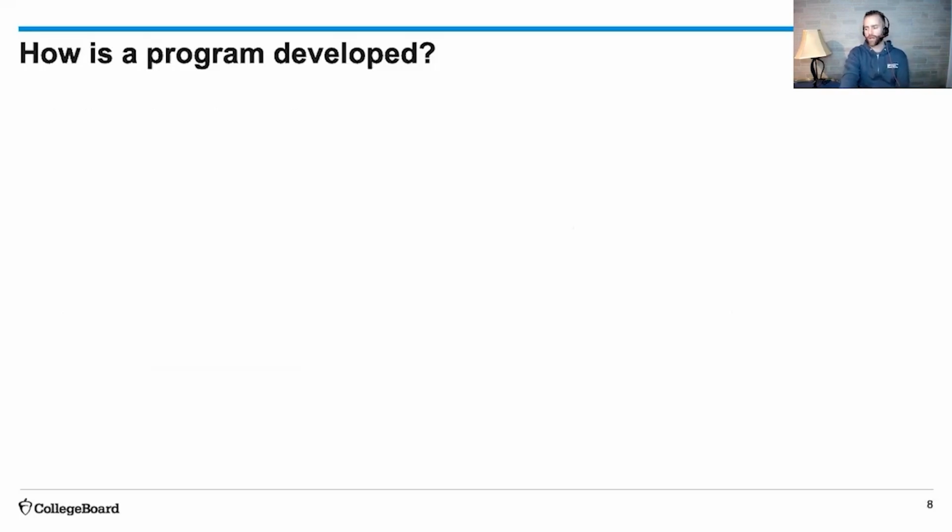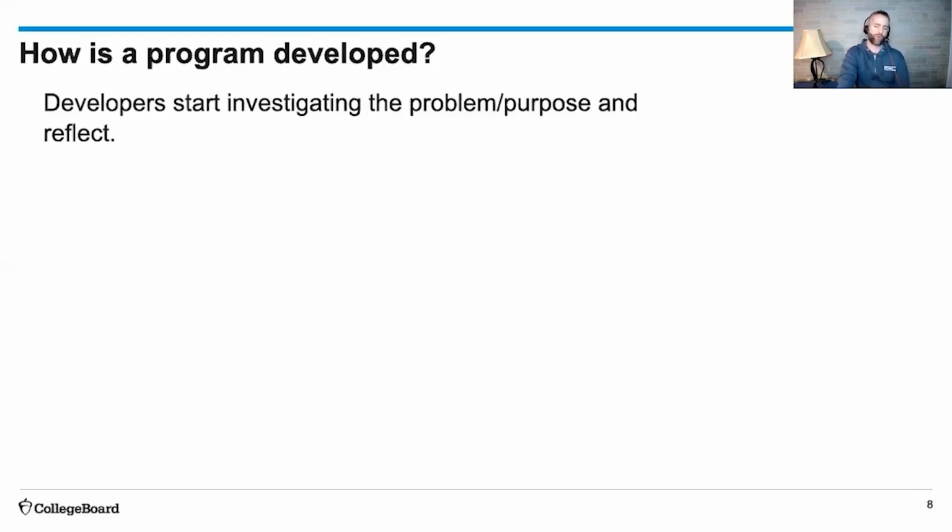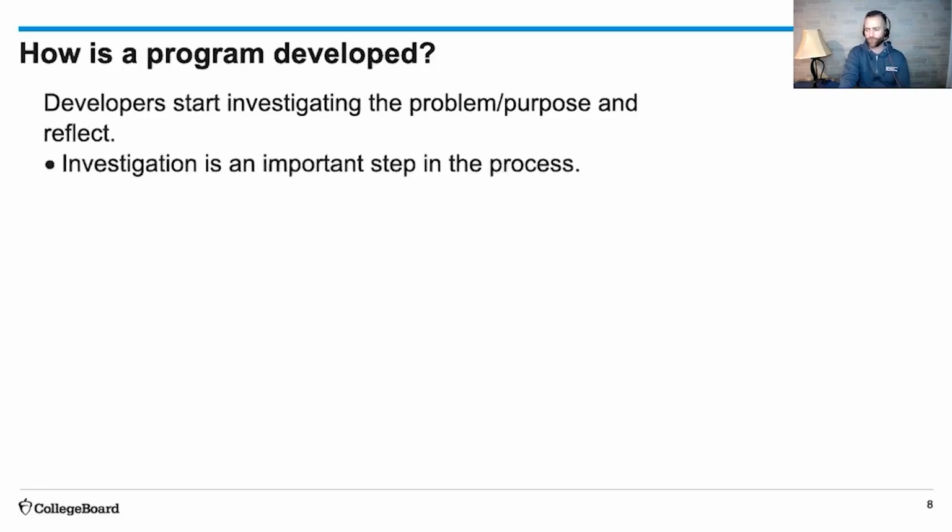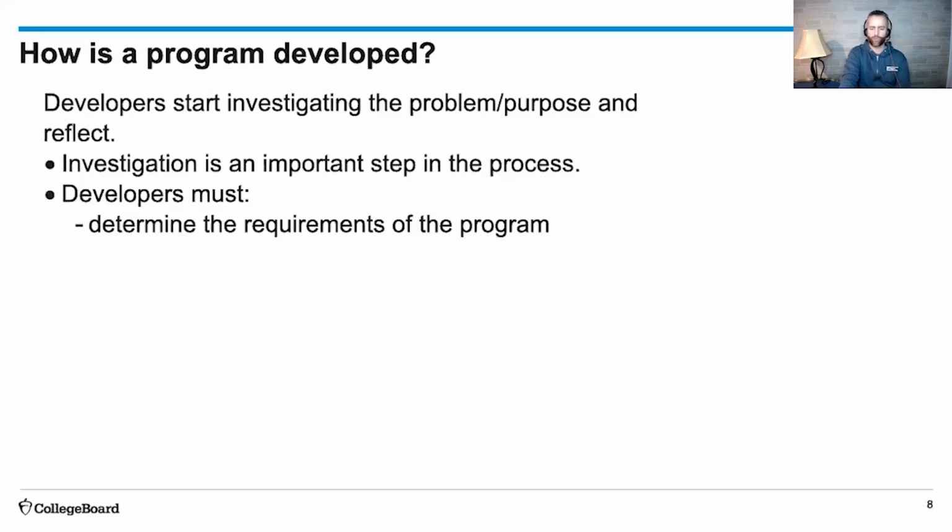So developers start investigating the problem or the purpose, and then they reflect, right? So they start thinking about what are the different aspects of this problem or the purpose that I can attack here. So investigation is an important step in the process. Through investigation, developers must determine the requirements of the program. What do we want this thing to do? What do we want it to accomplish? We want to understand the constraints, right? What is not possible? What are we not going to try to do?